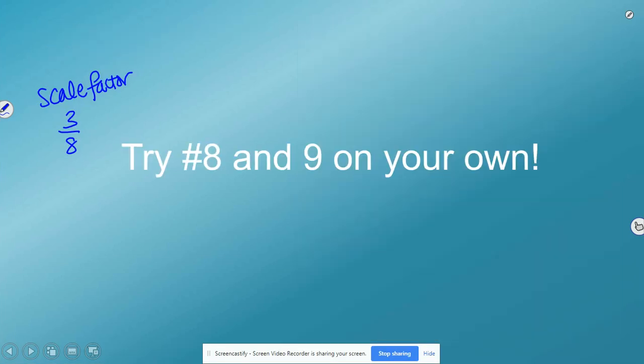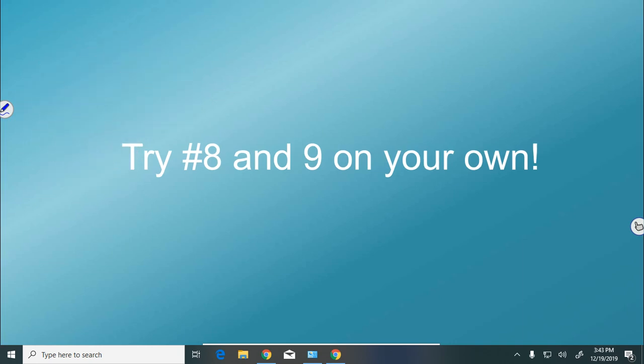Okay, so you're going to try 8 and 9 on your own, finding the scale factors. Check in with me so I can be sure you've got it before moving on to today's exit ticket.